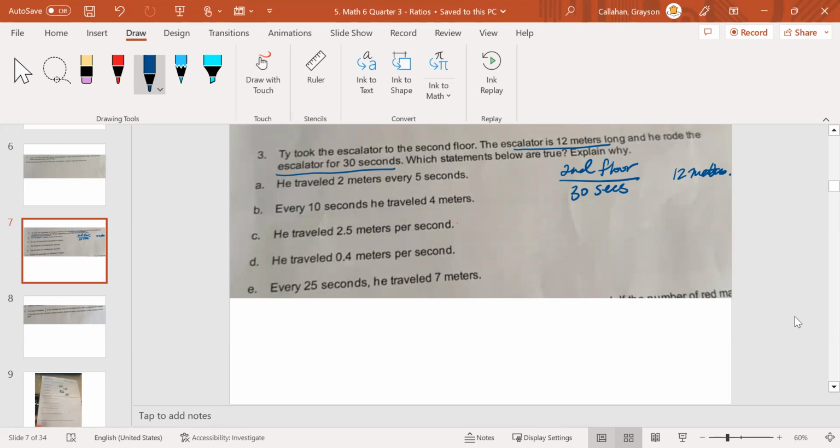So if he's on the second floor, the escalator, how many floors are there though? Does it tell you? I don't understand how you're going to be able to figure that out if you don't know how many floors there are.